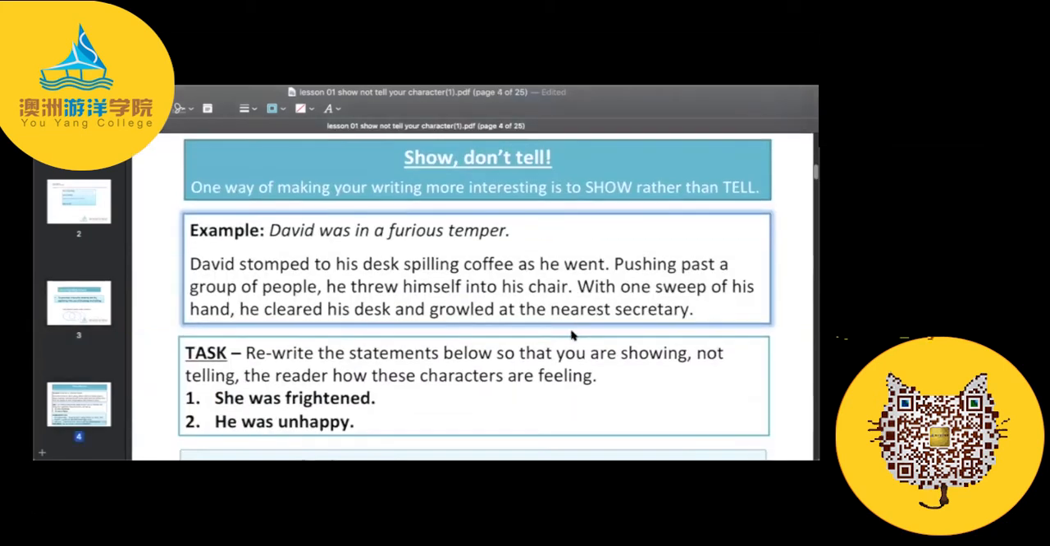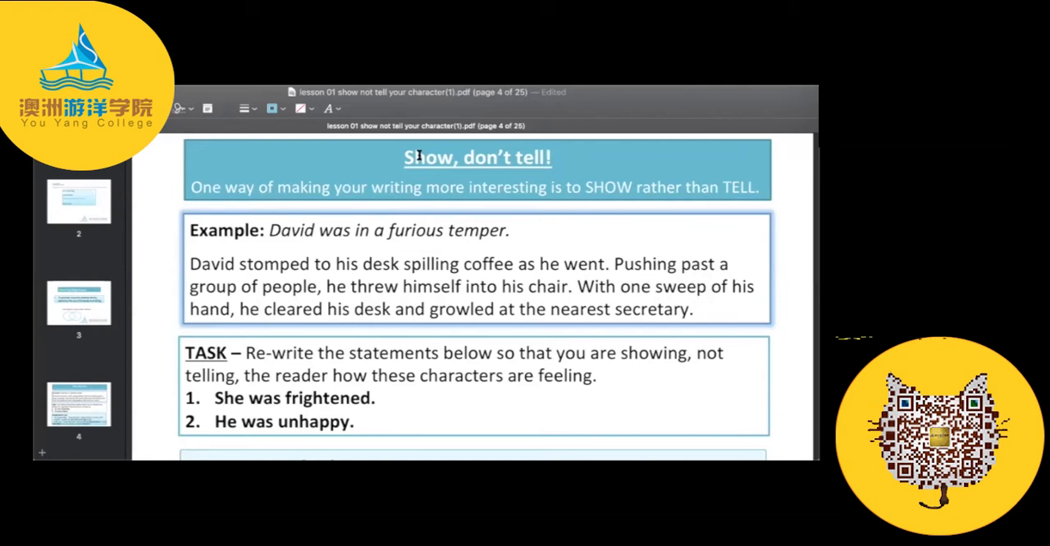All right, so would anyone like to read? Adeline. Okay, Adeline, go for it. The example. Yeah, so I'll read the top part and then you can read the example. So it says, show, don't tell. One way of making your writing more interesting is to show rather than tell. Adeline, our example, please.